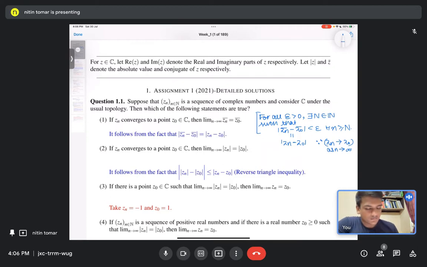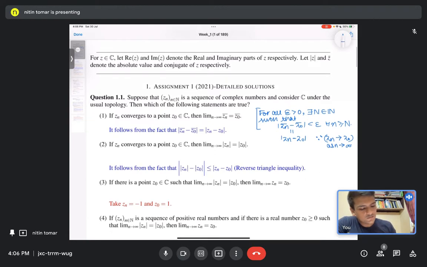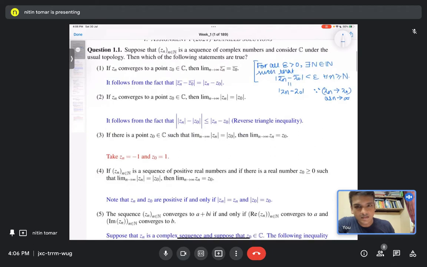So anyway, the basic fact that we are using is that the modulus remains the same for a complex number and its conjugate. Now for the second part, we shall use the reverse triangle inequality. It says, if Zn converges to Z naught, does it imply mod of Zn converges to mod of Z naught? It follows from the reverse triangle inequality.